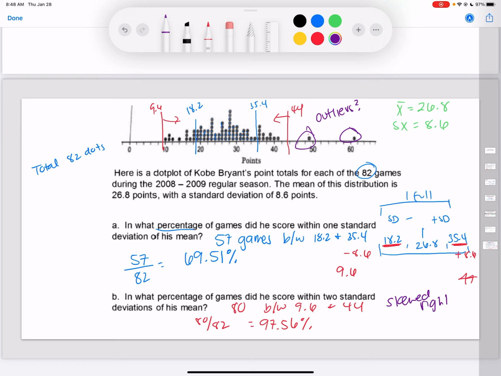So you're going to be recognizing in the next couple days that there is a pattern with the data when it's skewed right versus symmetric. But make sure that you know how to calculate 1 standard deviation away from the mean, 2 standard deviations away from the mean, because that's going to be really critical moving forward with your normal distribution.